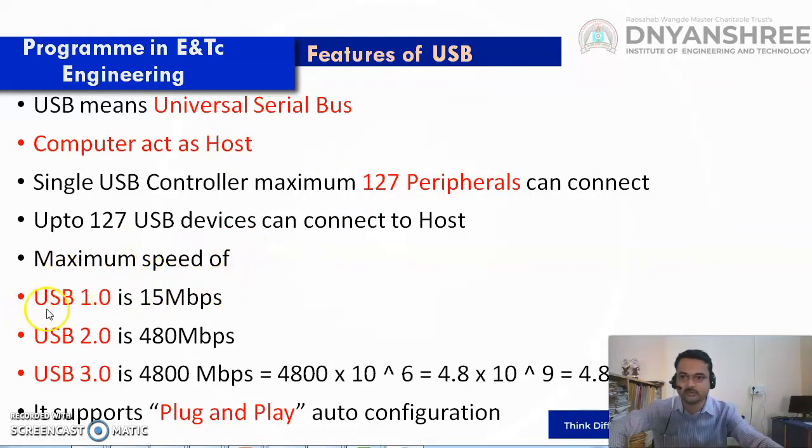The maximum speed of USB 1.0 is 15 Mbps. USB 2.0 has a speed of 480 Mbps, and USB 3.0 has a speed of 4800 Mbps, which is nothing but 4.8 Gbps. It also supports plug and play auto configuration, because we can easily plug and play any USB port. There is no need to turn off the PC while using the USB port.